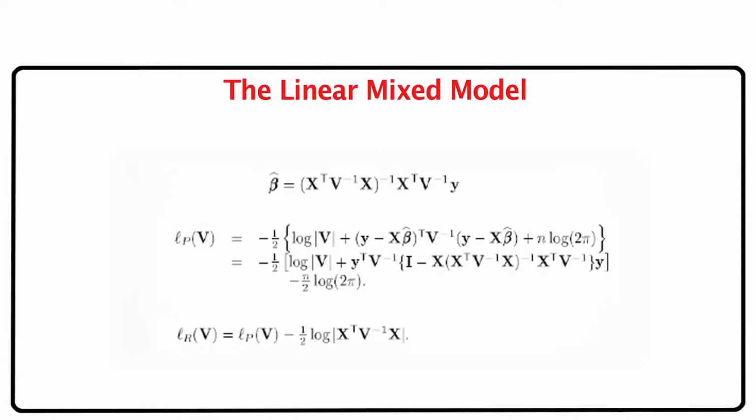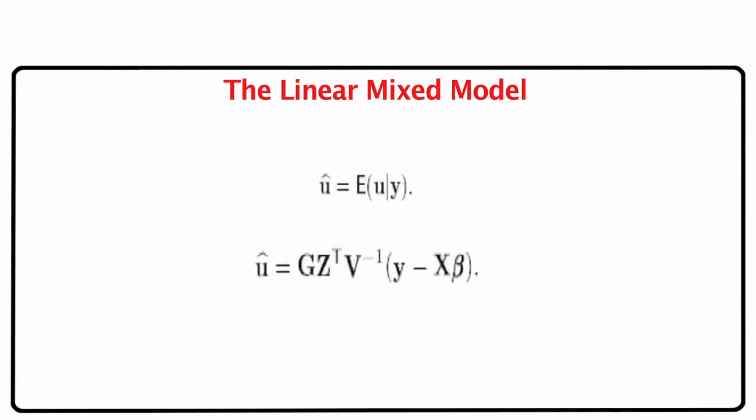So we consider something else which we have denoted by LRV, equal to LPV minus half log determinant of X prime V inverse X. This is called the restricted likelihood, and it leads to an estimator which is called the restricted maximum likelihood estimates. Now it is not enough to just estimate the fixed parameters.